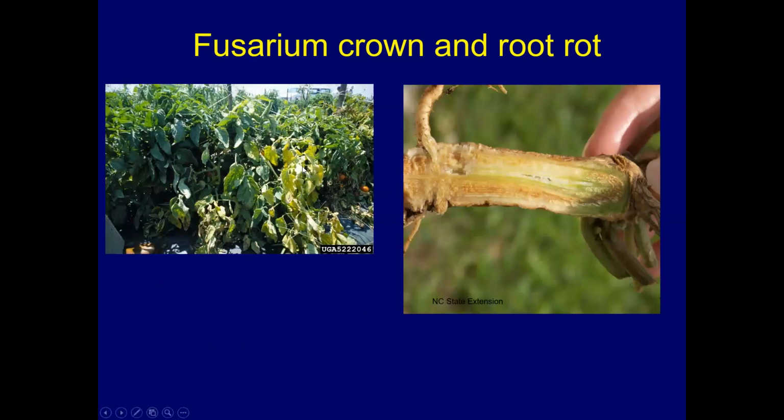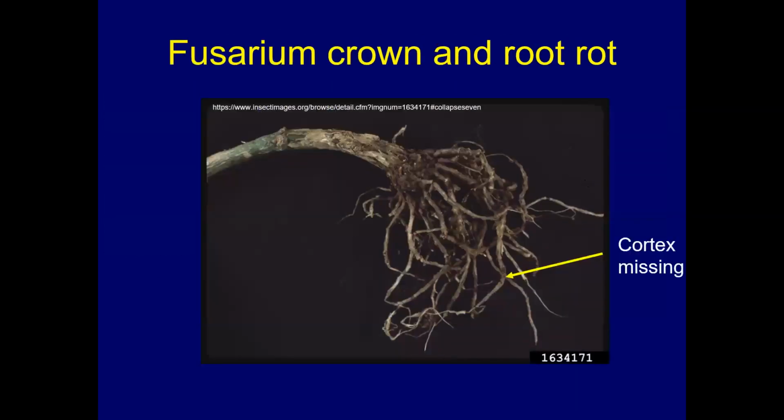And again, you see the same symptoms I showed you for Fusarium wilt, but in addition, you also get this root rot. So if you look at this root, you can see here that the cortex, the outer part of the root, is missing, and all you have is the inner core. You can take your fingers and just gently pull along the roots, and you often can just pull that outer cortex of the root off.